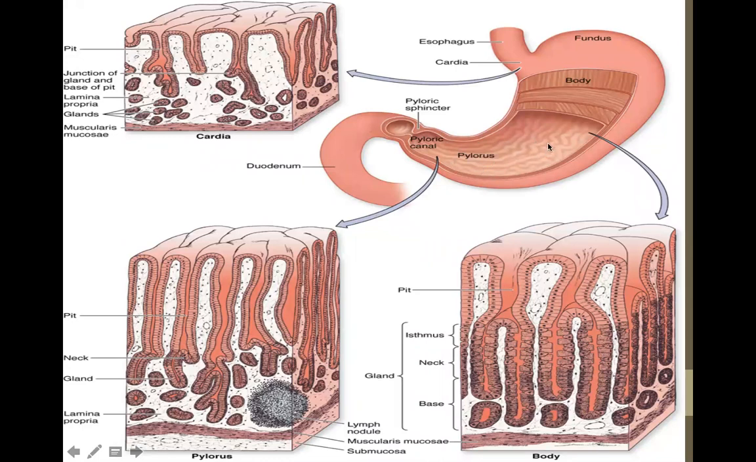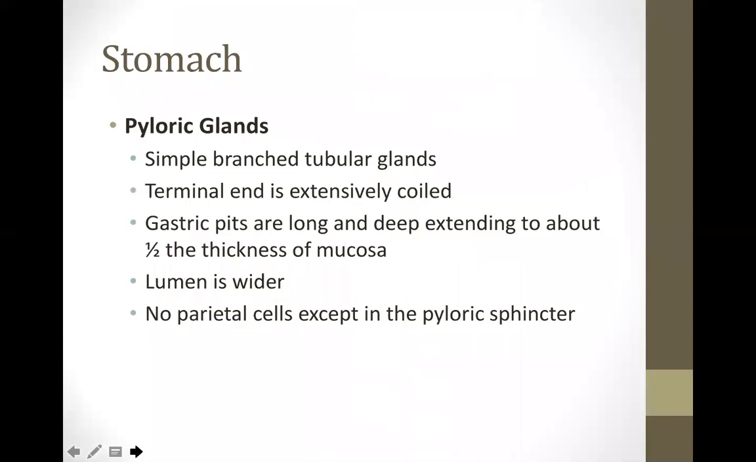This is the pylorus, and this is the pyloric sphincter, since it will open now to the C-shaped duodenum or small intestine. Okay, so what are these pyloric glands? Pyloric glands are simple branched tubular glands. Their terminal end is extensively coiled.